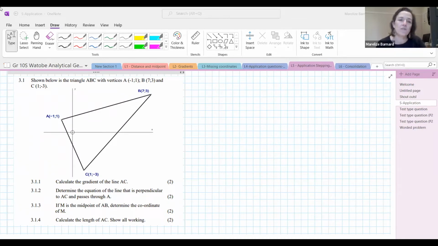We're going to start off. It says we have triangle ABC with those vertices, so we've got points to go with that. And we are going to calculate the gradient of line AC. Off you go. As soon as you have an answer, pop it in the chat. The gradient of AC.